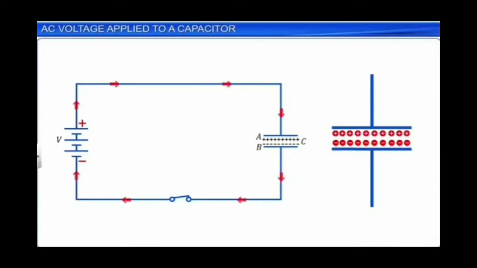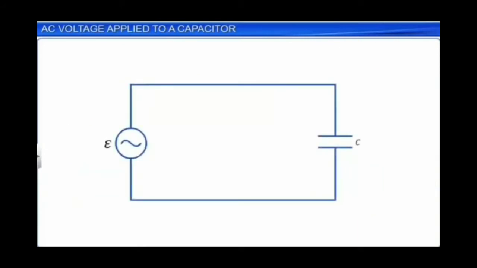So this is a point to be noted, that when the capacitor is connected to a battery, there will be a momentary decrease in the current and finally the current drops to zero. Now when the capacitor is connected to an AC supply, what happens? That's what we are discussing.